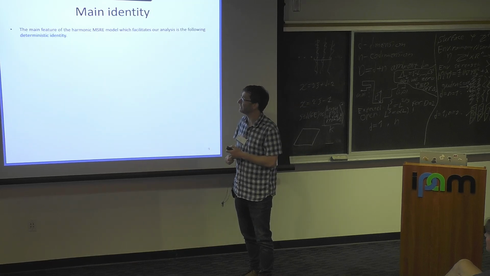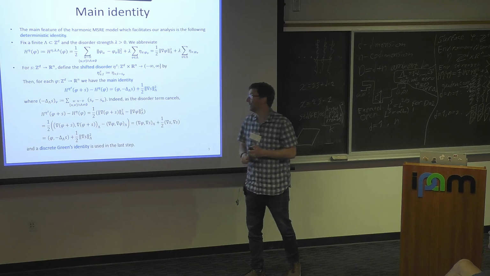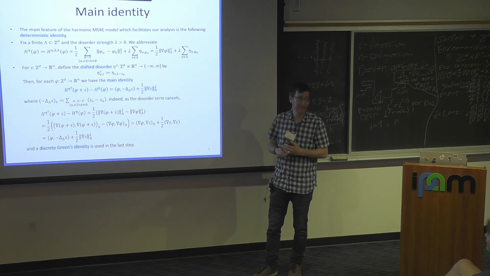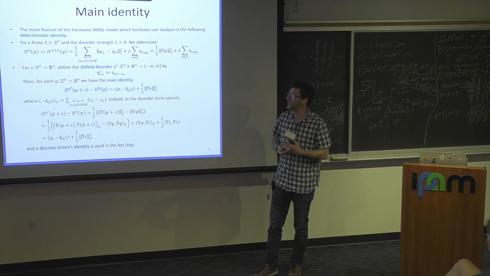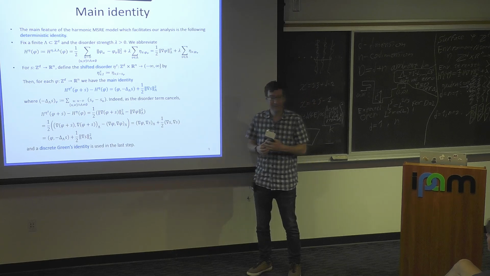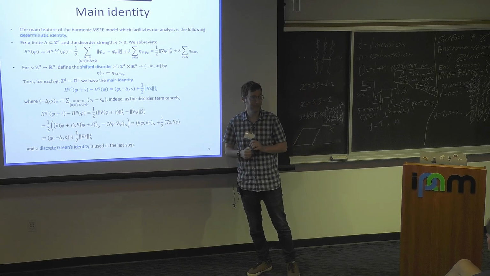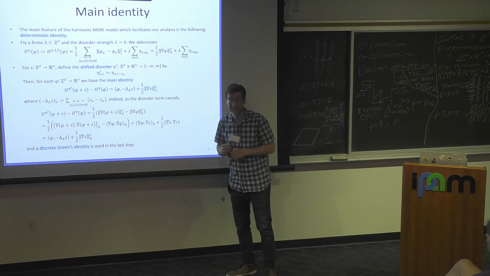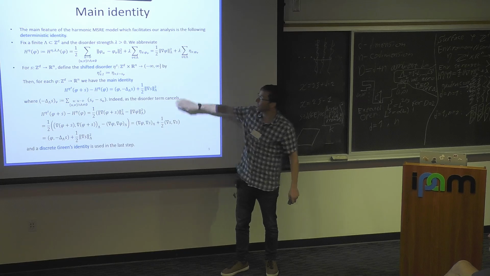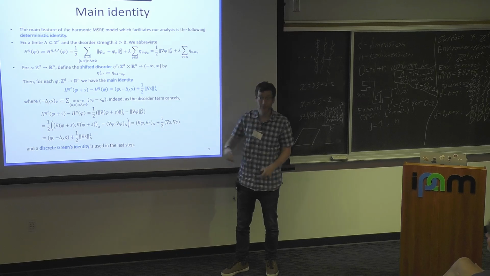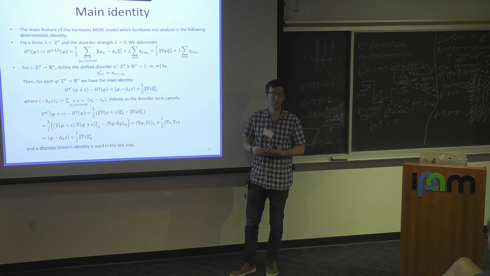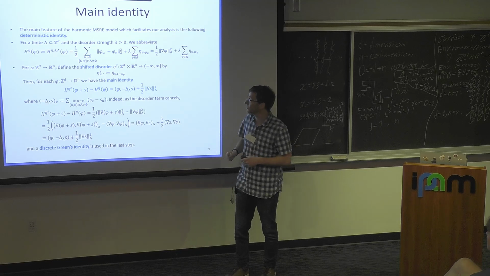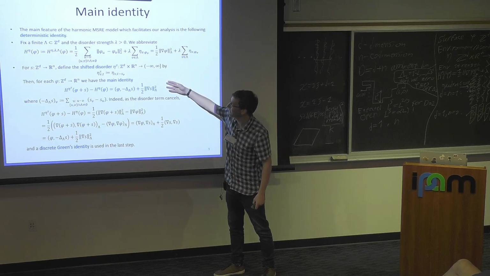In the last few minutes, there are several things I could do. One thing is to tell you about ideas from the proof, and actually, I'm not going to do much of that. Instead, I would like to tell you a few additional interesting facts, but I will tell you one idea from the proof, maybe a very important idea, the so-called main identity. The reason that this model is more amenable to analysis than other models you could write is the following identity.